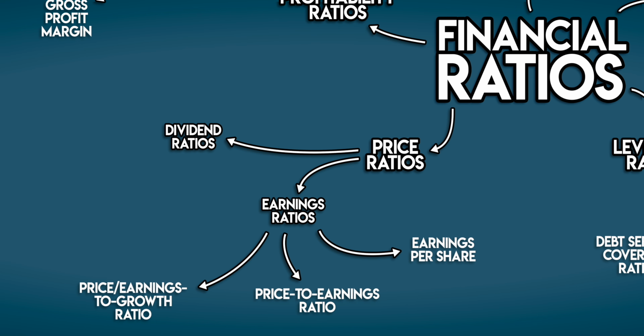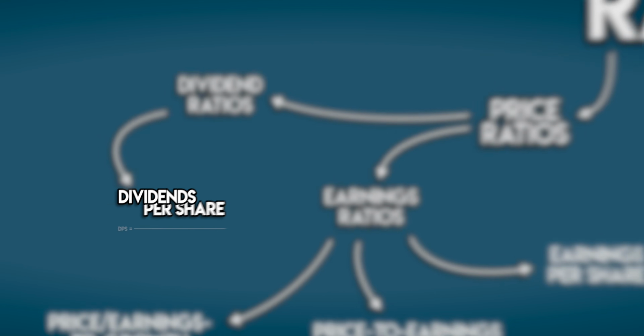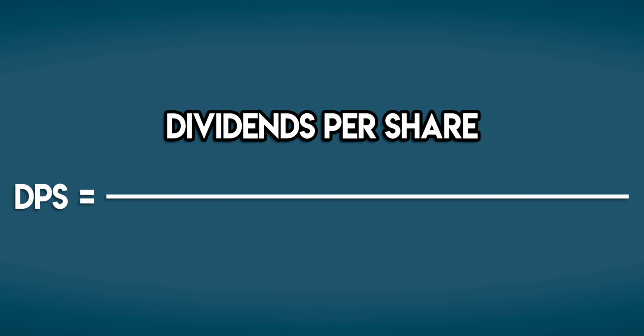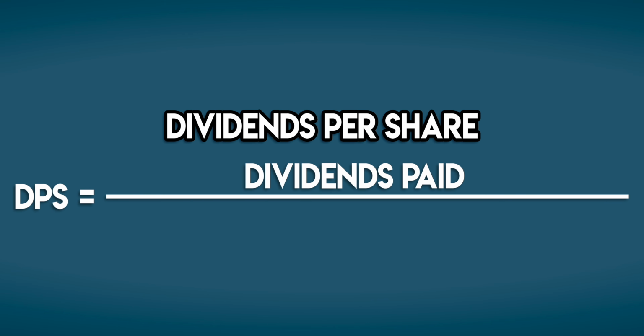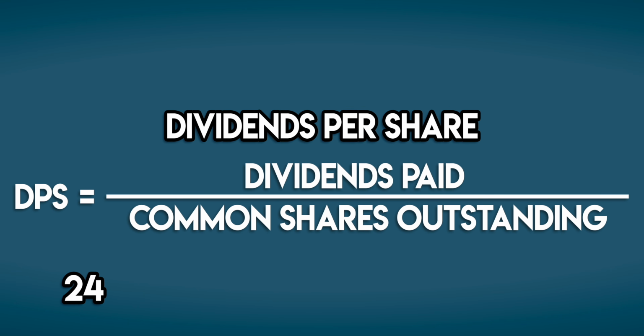Moving on, what about dividend-based ratios? Dividends per share is calculated in a very similar way to earnings per share, but this time we swap out net profit on the top for dividends paid. So DPS is equal to dividends paid divided by the number of common shares outstanding. Dividends are cash distributions paid out to the shareholders of a business over a period of time. This makes dividends per share an important ratio because dividends are effectively income from an investor's point of view.